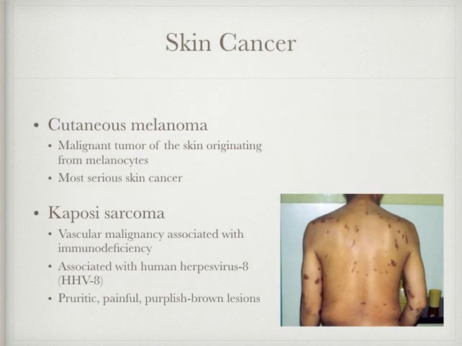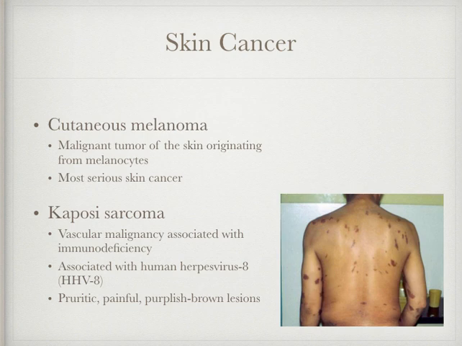Melanoma is a big one too. It's not as common, but it's the most serious skin cancer because this can spread. It begins in the melanocytes, which is what gives your skin pigment, but it is malignant. So this can spread through your lymphatic system and cause other cancers, or spread to other organs. So melanoma is a big one.